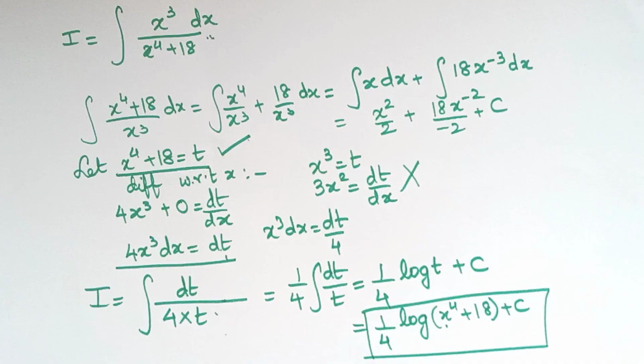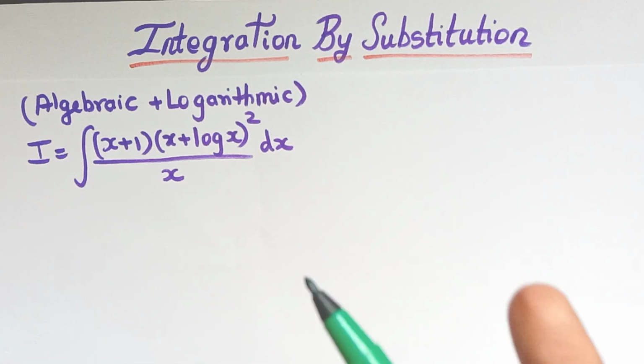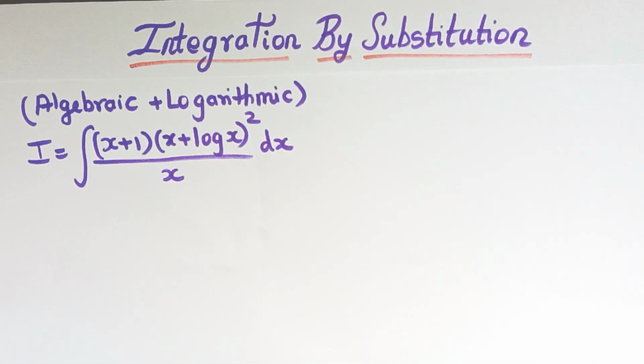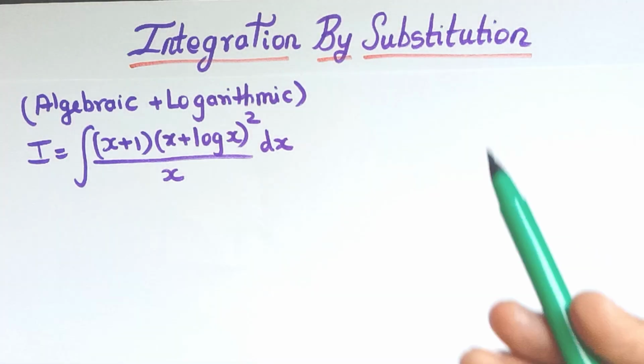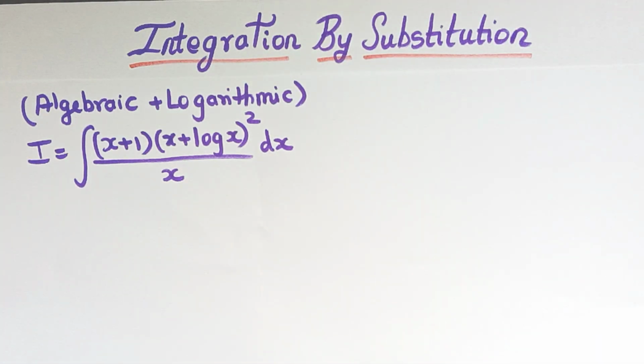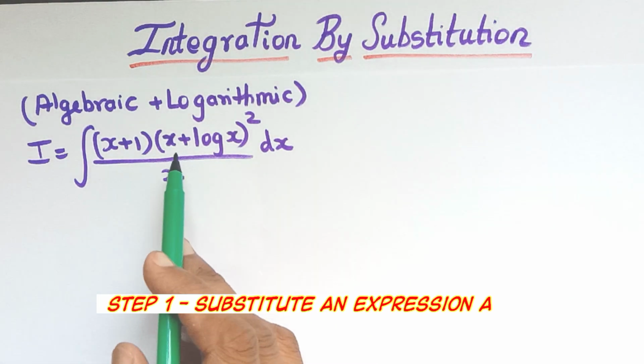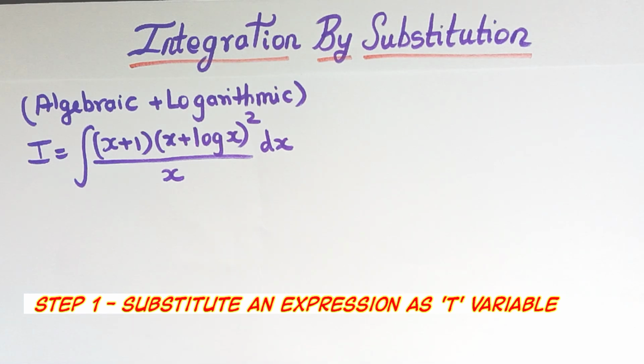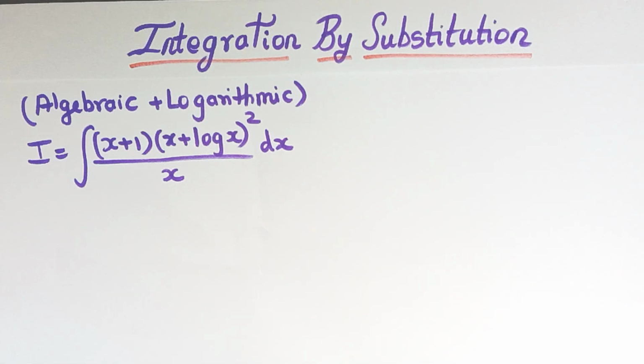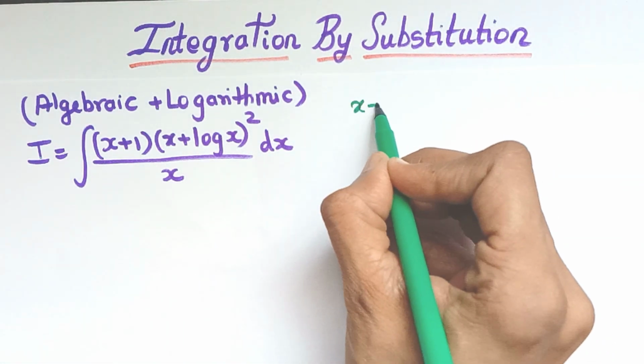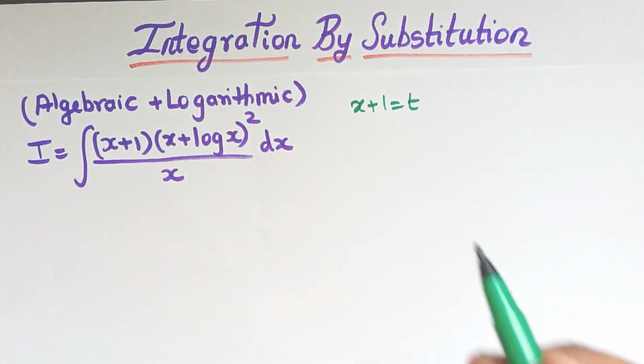Now let's try just one more example. So friends, in this question, there is a mix of algebra and logarithmic function. Can we do this by direct integration formula? We cannot. So we will use integration by substitution. What is the first step? Yes, substitute an expression as t. Now which expression should we choose? Well, let me take x plus 1 as t and see what happens.